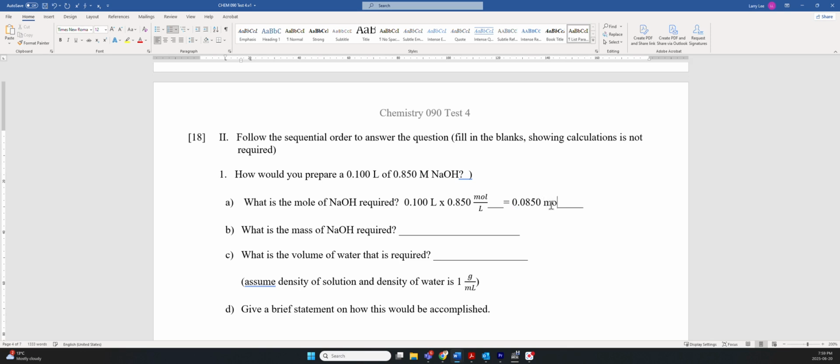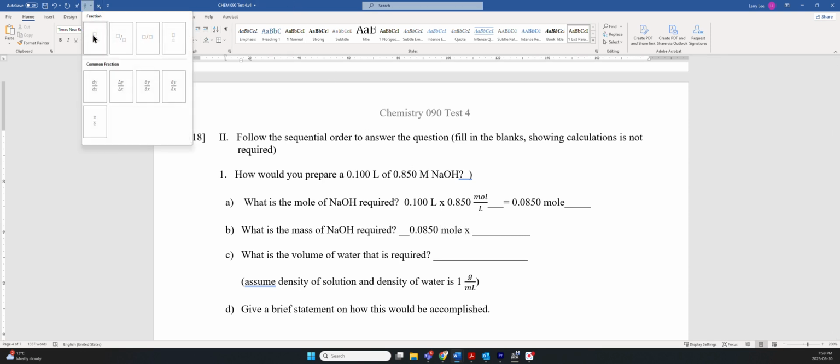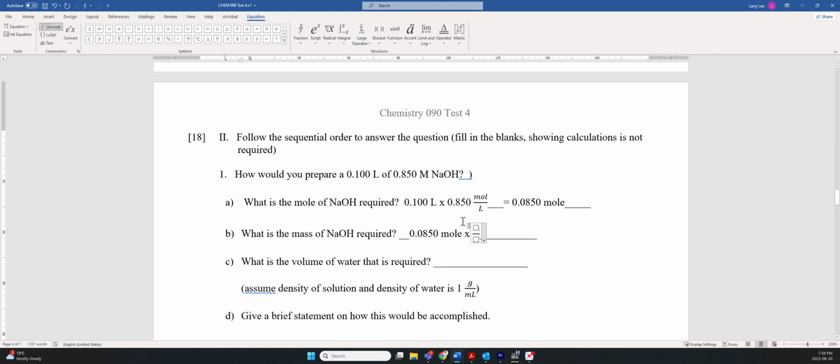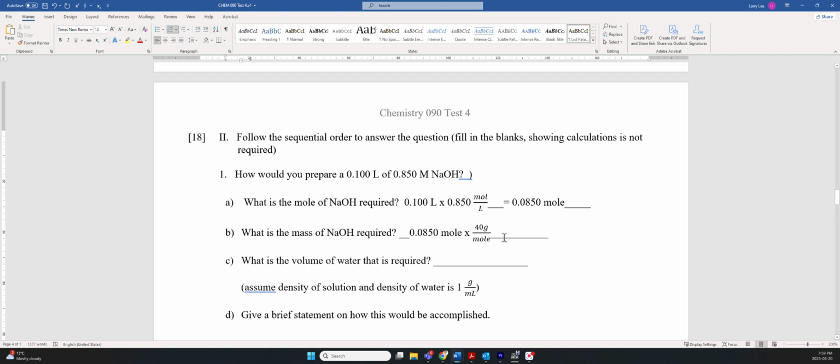0.0850 mole. The mass of sodium hydroxide that's required, you take 0.0850 mole times the molar mass of sodium hydroxide, which is 23 for sodium, 17 for the oxygen and hydrogen, is 40 grams per mole. Remember, the moles have to cancel out. So again, the answer in here is supposed to be 0.340 grams.